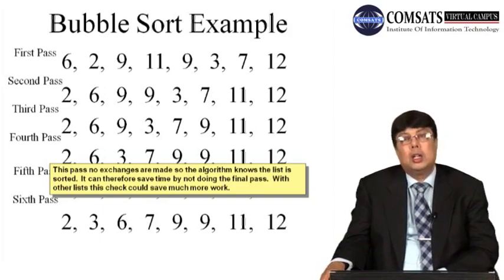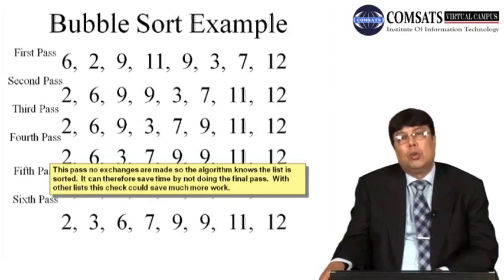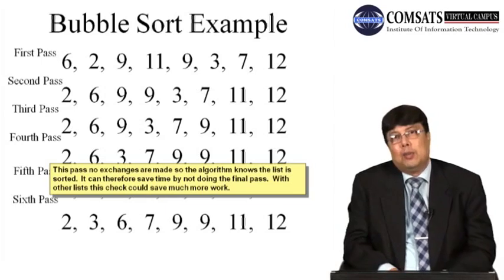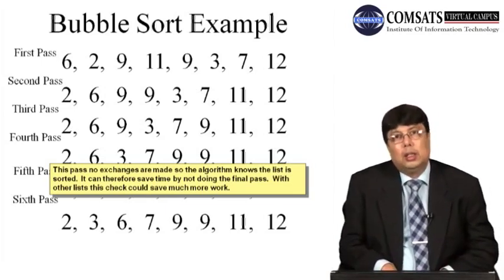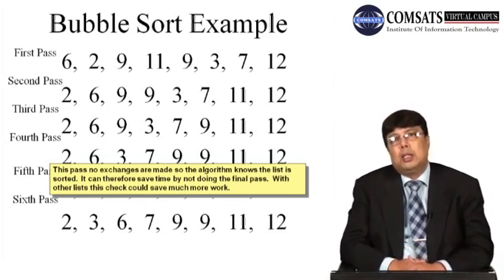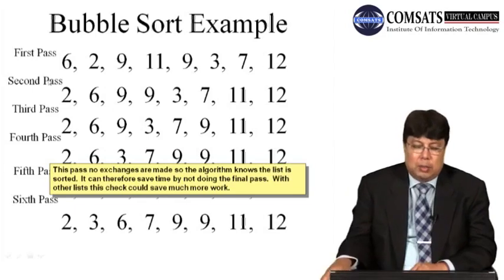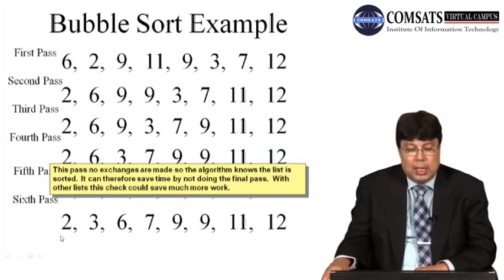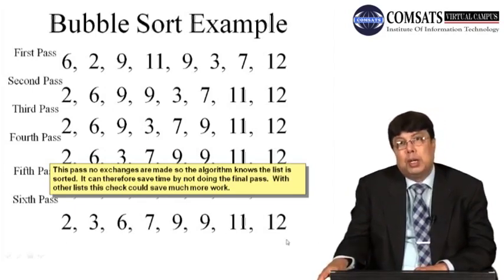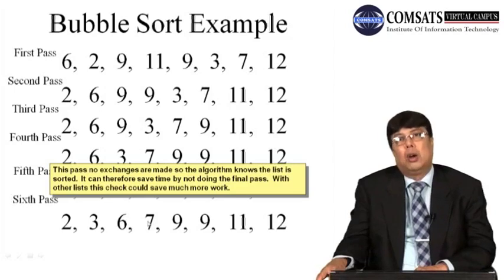So there are 8 elements, so logically we should have 7 passes, but since no swap takes place, this algorithm should be intelligent enough to know that if no swapping has taken place, it means that the data is in order. As in this particular example, in this particular pass you saw that no swap has taken place because all the elements are in order.